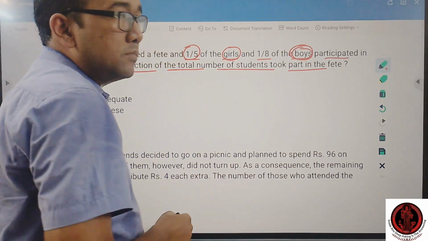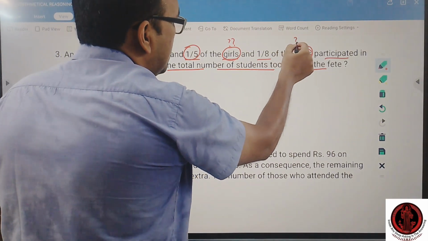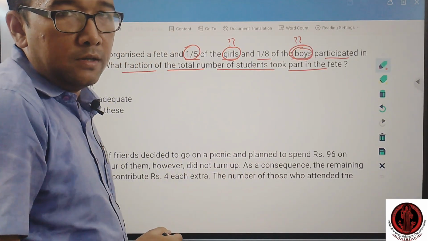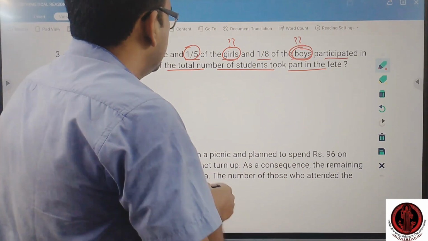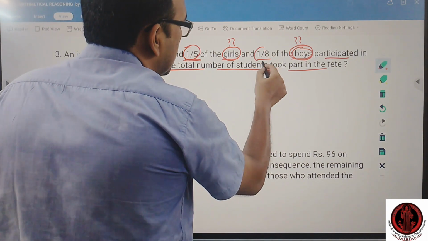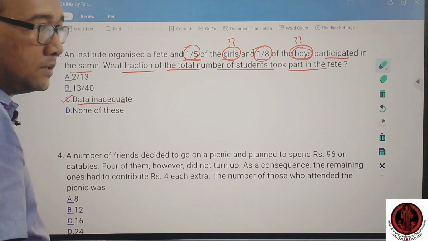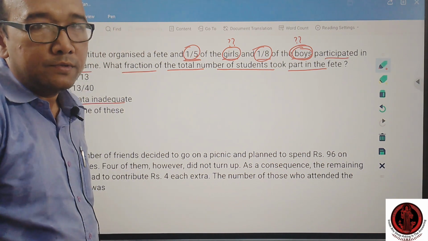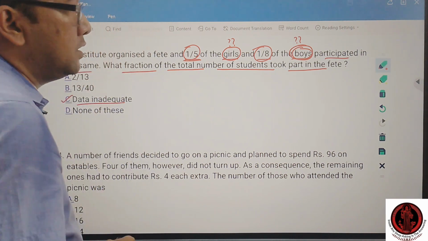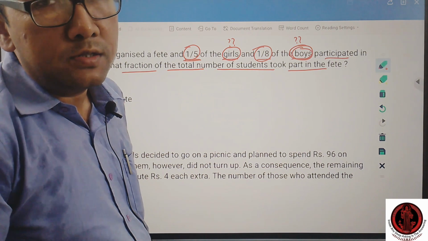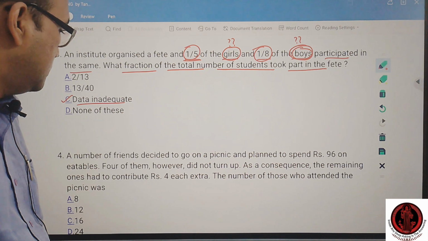But the problem with this question is that the total number of girls and the total number of boys is not given in the problem. As they are not given, you cannot find 1/5 and 1/8 of them. So in that scenario, the answer is data inadequate. That means more data is required. You cannot solve this problem using this information. So the answer is option C, data insufficient. Okay.